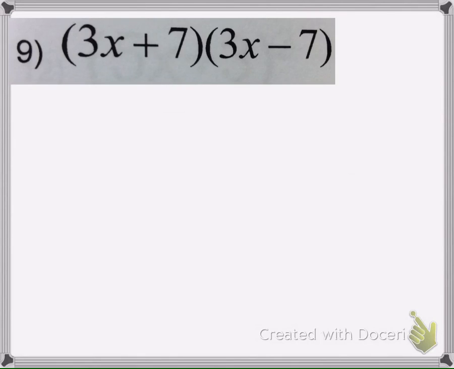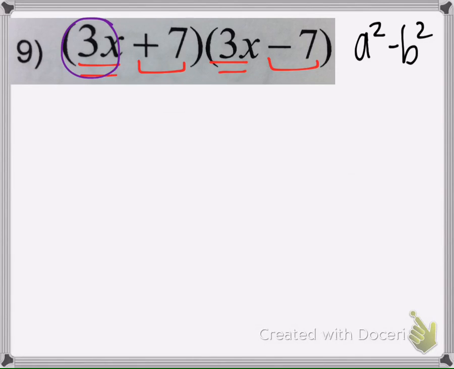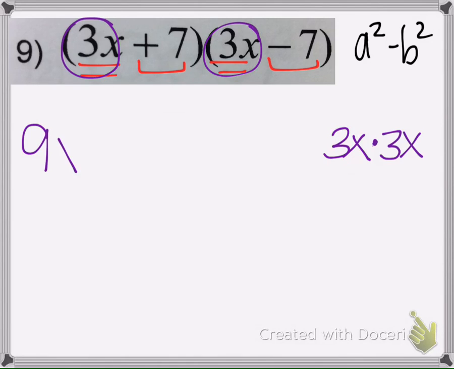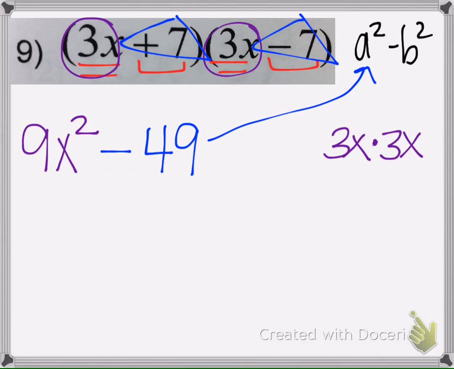So let's check this one out. Here we have conjugates. The first two are the same, the last two are opposites. So all we have to do is multiply 3x times 3x, which is 9x squared, and then we multiply 7 times negative 7, which is negative 49. That's what this is telling us we can do.